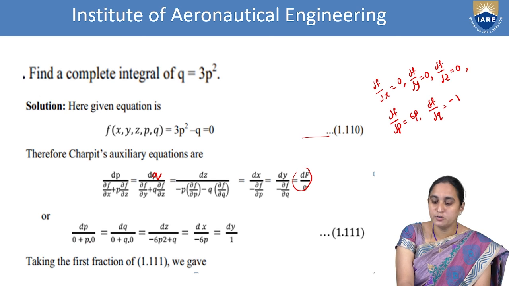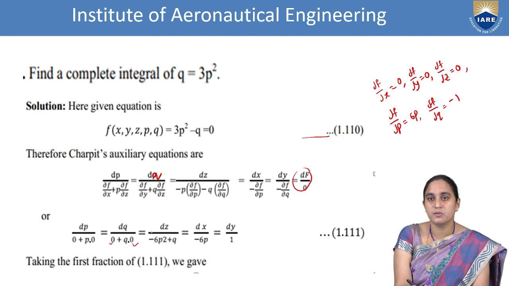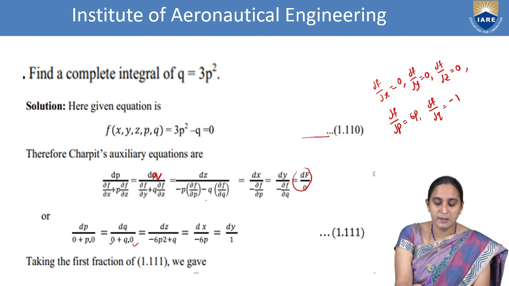Now substitute here dp by, what about ∂f/∂x? 0, plus p into, what is ∂f/∂z? 0. That is equal to dq by ∂f/∂y plus q into ∂f/∂z. ∂f/∂y is 0 plus q into ∂f/∂z also 0. That is equal to dz by minus p into ∂f/∂p. How much? 6p. That is minus 6p into already here p, that is minus 6p square. Minus q into ∂f/∂q, which is minus 1, that is minus of minus q as plus q.